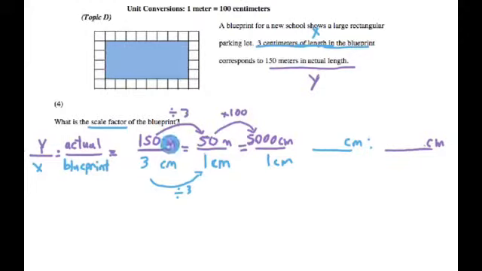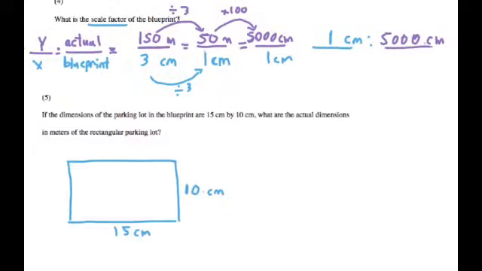And now, if we use our conversion, 1 meter equals 100 centimeters, we have 150 to 3, 50 meters to 1 centimeter. It would be 5,000 centimeters to 1 centimeter. So here is our scale factor. 1 centimeter on the blueprints corresponds to 5,000 centimeters of actual length.